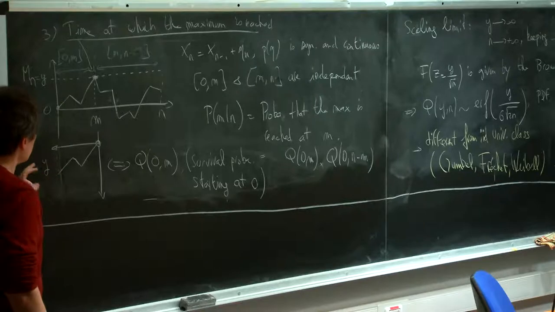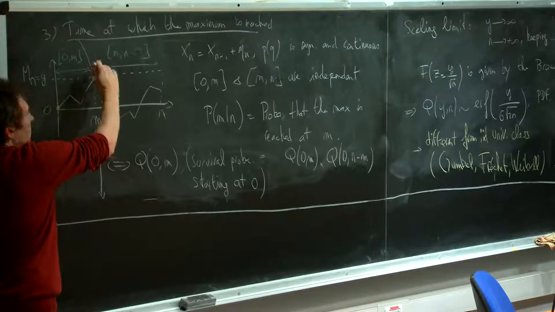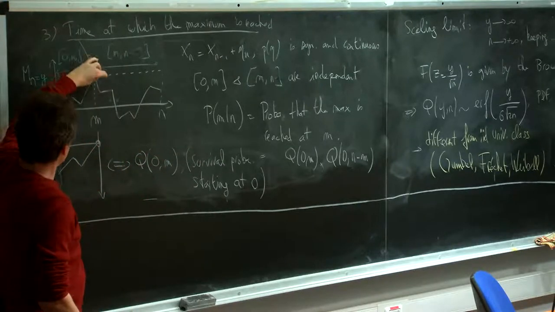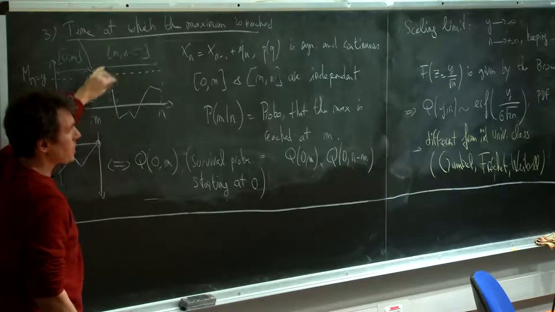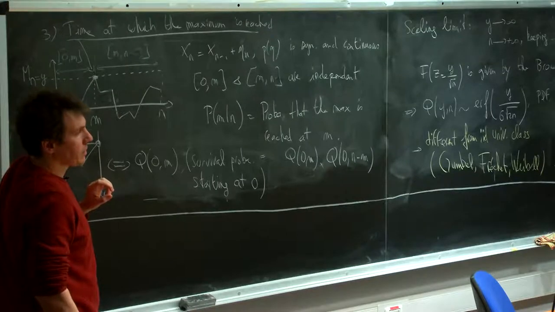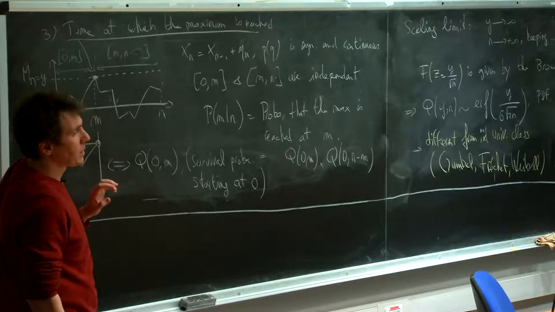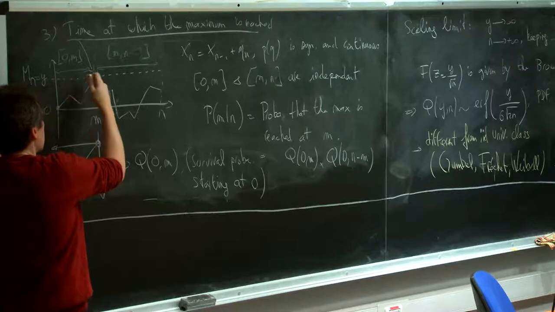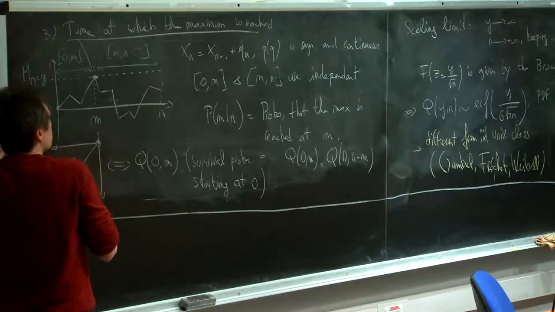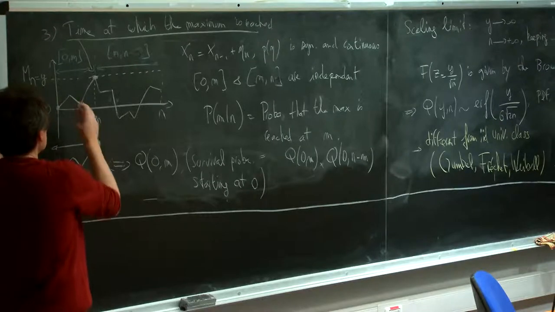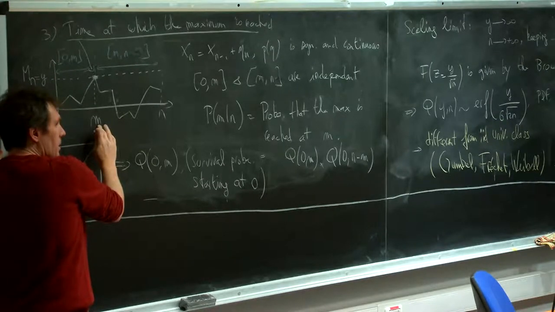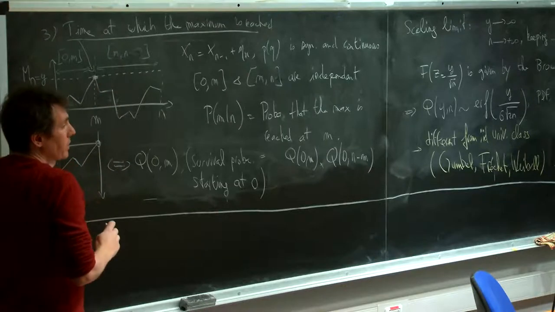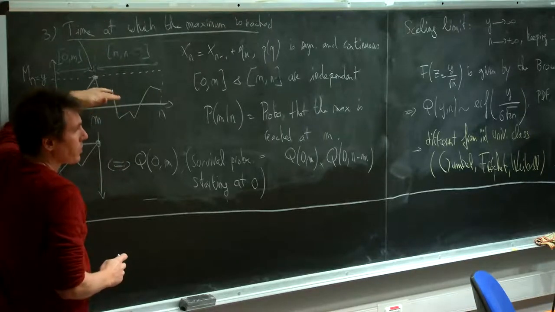Okay, I see. So now what I said is that, in fact, you have to integrate over all the possible values of y. Because you can reach the maximum at some value y, but actually y can be anything. So here I just draw a specific configuration where the maximum is y and is reached at time m. But eventually, to compute what I am after, I need to integrate over all the possible values of y. I mean, y can be 10, can be 100, can be 0.3.